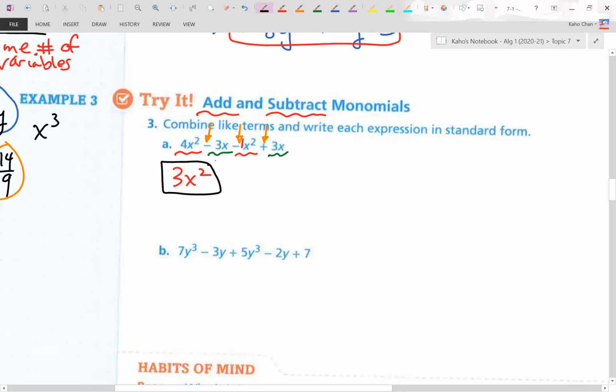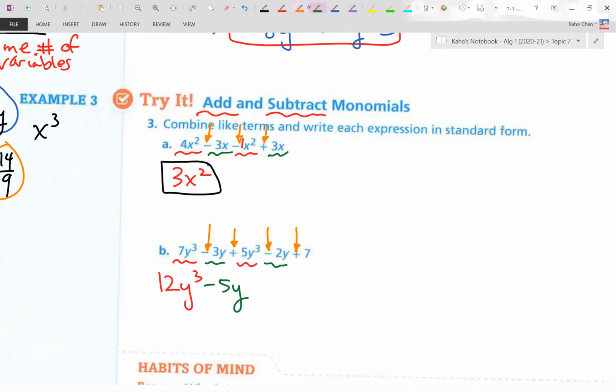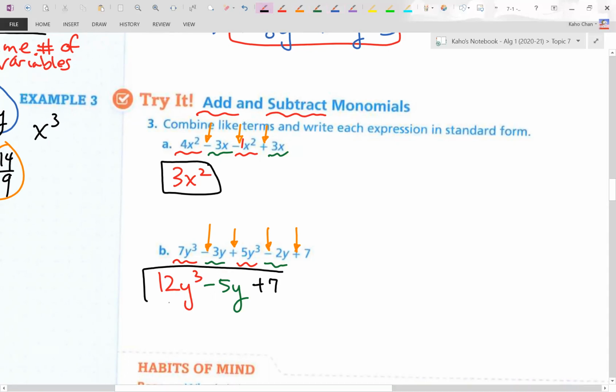Easy. Letter B. There are 5 terms separated by pluses and minuses. Let's go from left to right. Oh, look, we have some y cubes. 7 of those plus 5 of those is 12y cubed. Nice. Are there any y's? Let's take a look at that one. Oh, look, negative 3y minus 2y is negative 5y. Nice. And then finally, we have a 7 by itself on the very end. Let's just bring that down by itself. And that's it.